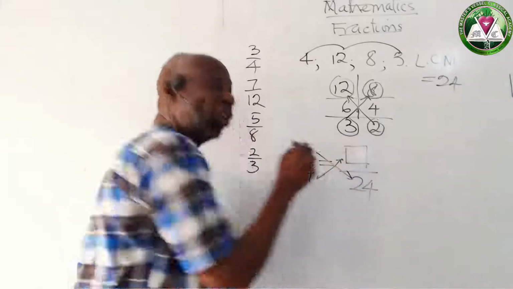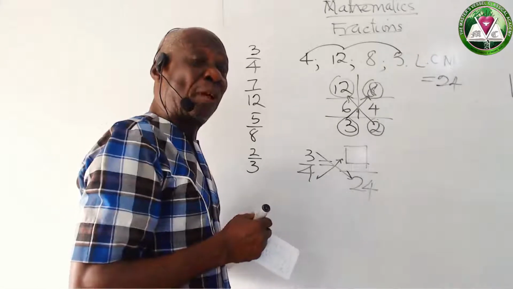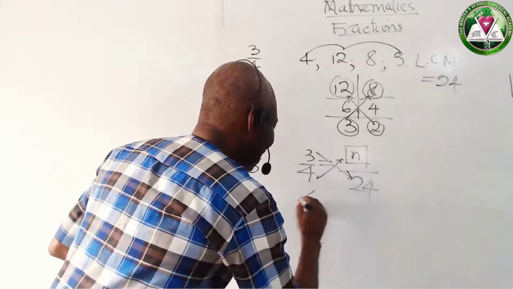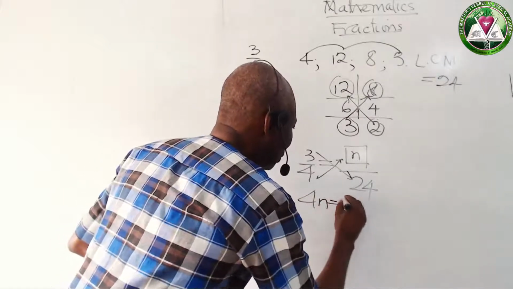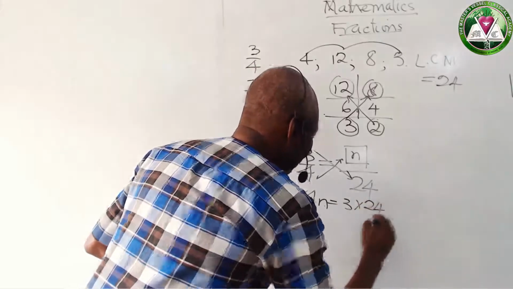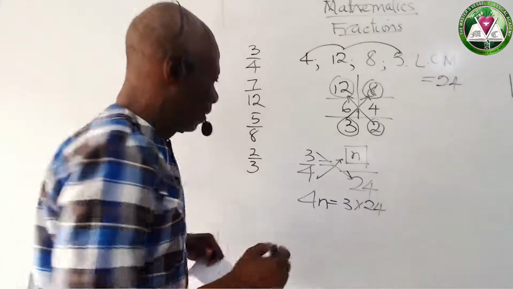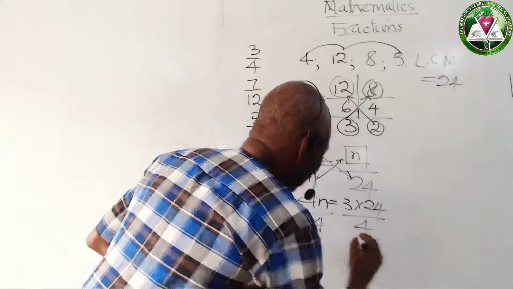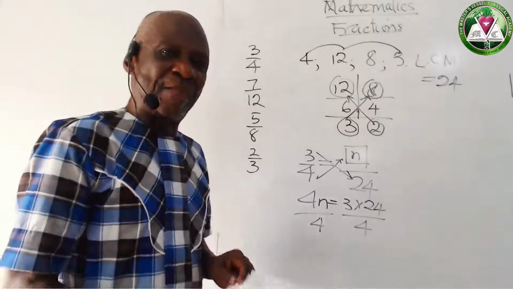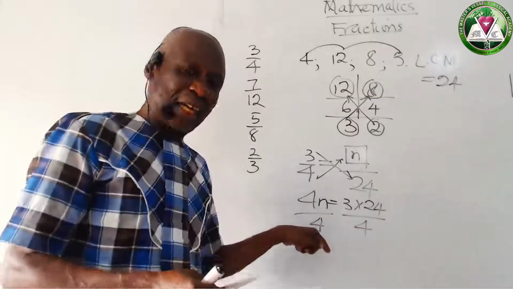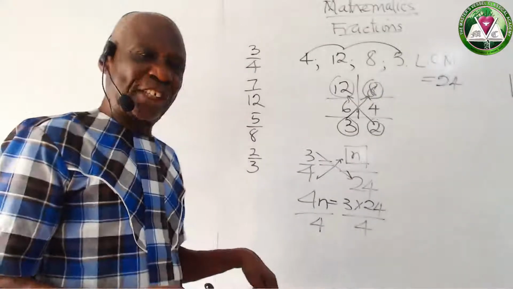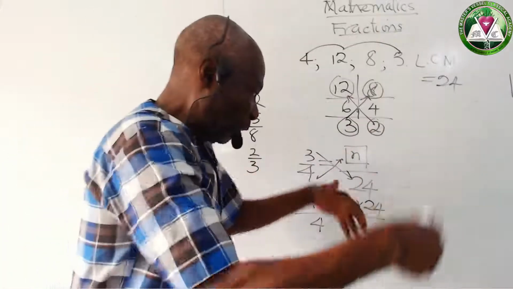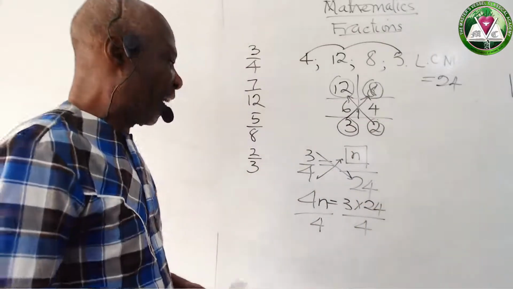Suppose I put n inside there, because it's the number on top that I'm looking for. That number on top is the numerator, I call it n. If I cross multiply, I have 4 times n is equal to 3 times 24. Remember that I'm looking for n. I divide this side by 4, I divide this side by 4. Why did I divide by 4? That is the number in front of the letter, and the number in front of the letter is called the coefficient. It is the number we use in dividing.